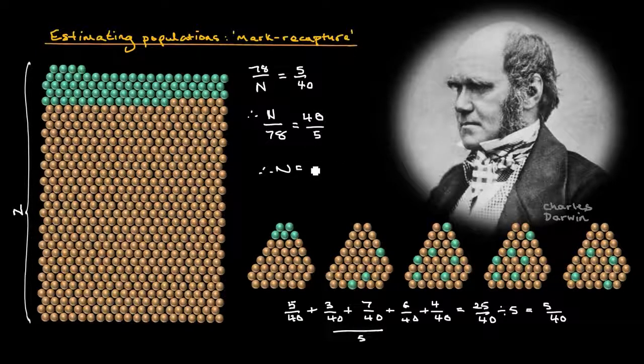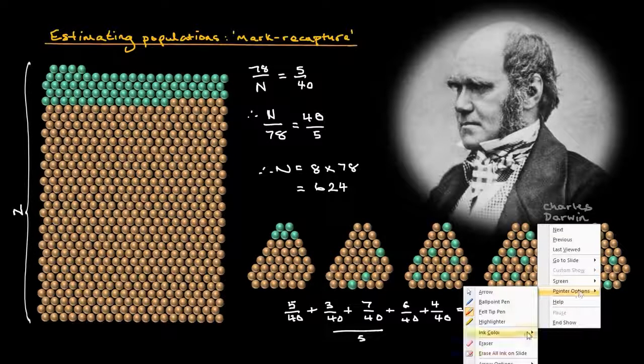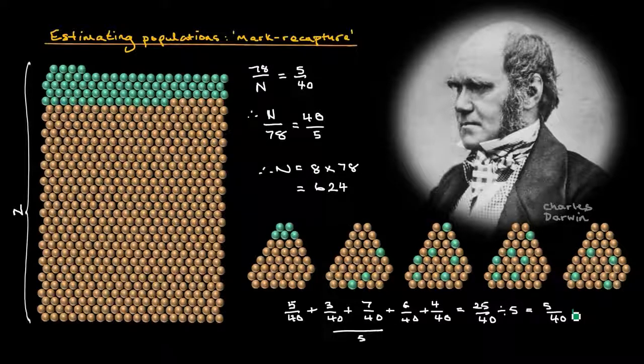And therefore, n equals 40 divided by 5 is 8, and if I multiply both sides by 78, then I've got n equals 8 times 78, which if I work that out is going to come to our total 624. So that accurately estimates the population of this sample here. In practice, what you're going to have to do is take several samples just to be confident that this fraction is representative.